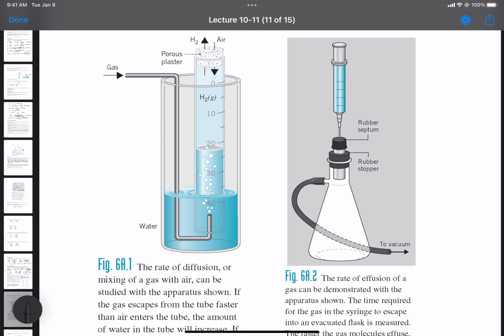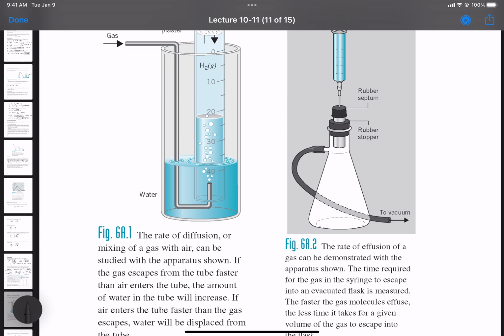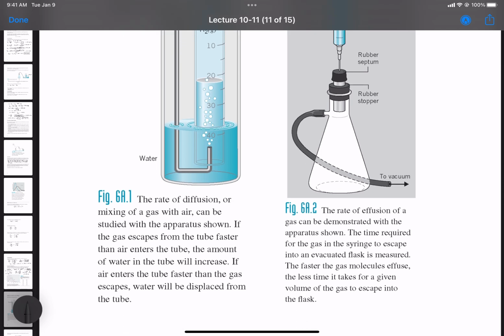Okay. So the time required for the gas in the syringe to enter a tiny pinhole, the needle is a very tiny hole, to escape into an evacuated flask. So that rate is measured, the time required to exit the syringe and into the flask is the rate of effusion. So the faster the gas molecules go through the pinhole, the less time it takes for the gas to escape into the flask. So the faster the gas is moved, the faster it will pass through the syringe and into the evacuated flask.